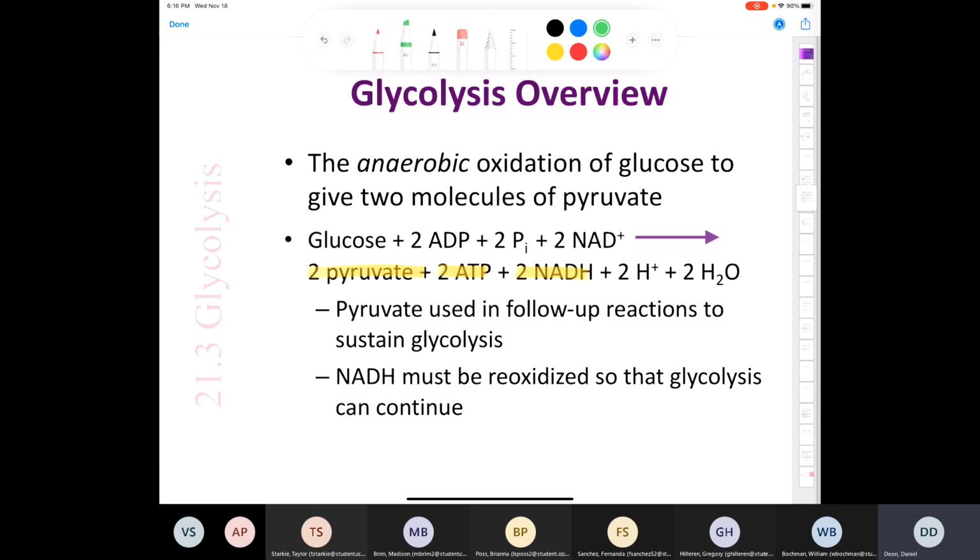But we are going to talk about pyruvate because pyruvate is used in follow-up reactions in order to keep glycolysis going. And then NADH is going to undergo an oxidation process, and we'll take a gander at what that looks like. That reoxidation process has to occur so that glycolysis can continue. All right.